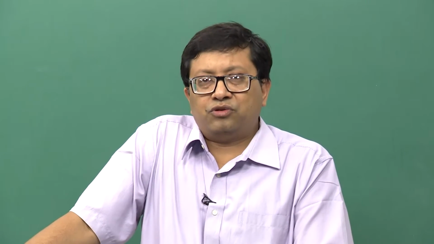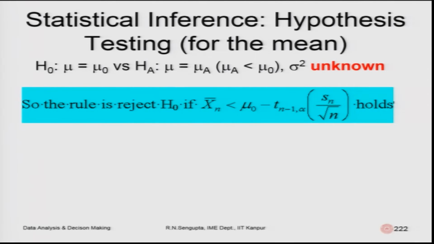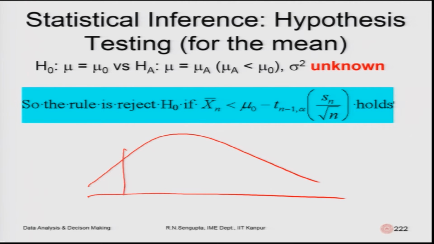Now, consider the hypothesis testing as H naught, mu is equal to mu naught, versus H A, which is mu is equal to mu A, but mu A is less than mu naught, and in the case that sigma square is unknown. That means the population variance is unknown. So, in this case again you have the same type of distribution. The figures are not important, what is important is basically where the values lie and on which side. So, consider this is the t distribution, this now would basically be the t value.